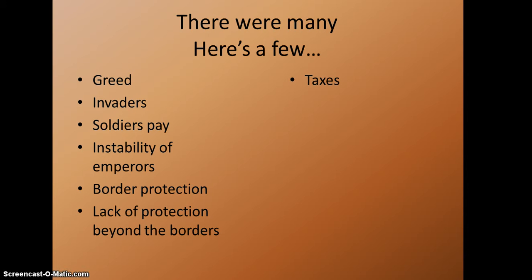We had heavy taxation. This burden of taxation continued to increase. For some, as much as 1/3 of their wages went towards taxes. And this rise in taxes, again, they needed the money to try to protect the borders and to try to protect Rome itself, the empire itself, from these foreign invaders.